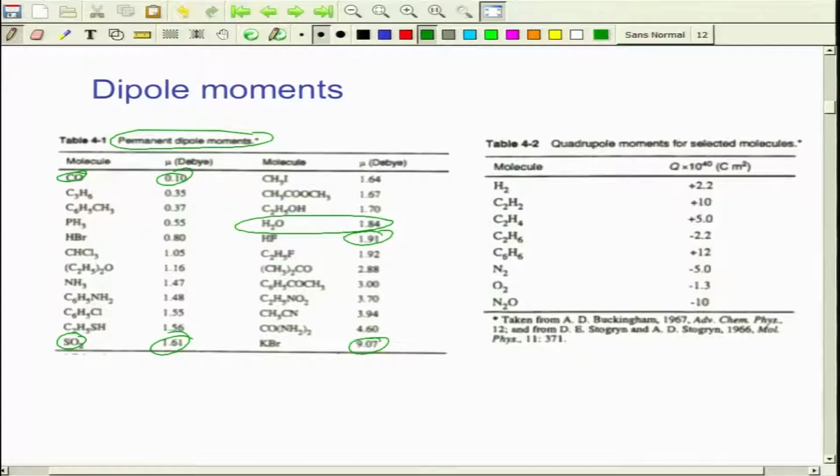Now similarly to the permanent dipole, we may have this quadrupole moment, which may be very small compared to the dipole, but is also relevant, and this is something which we will learn a bit later. And these are the values we can see. This H2 is 0.22, plus 10, plus 5, these are minus. Now the quadrupole moment can also have negative values.